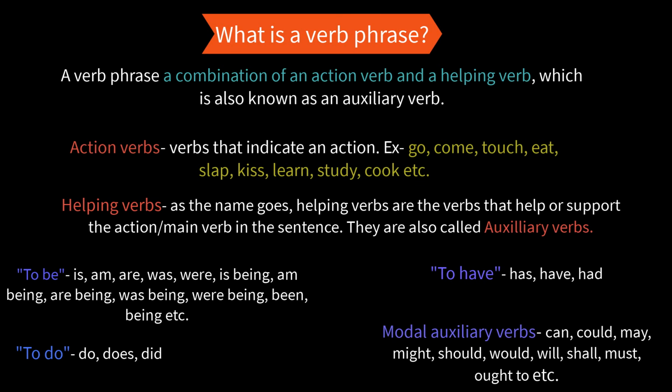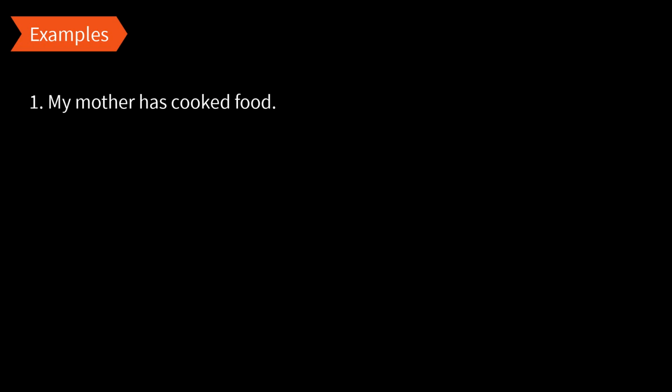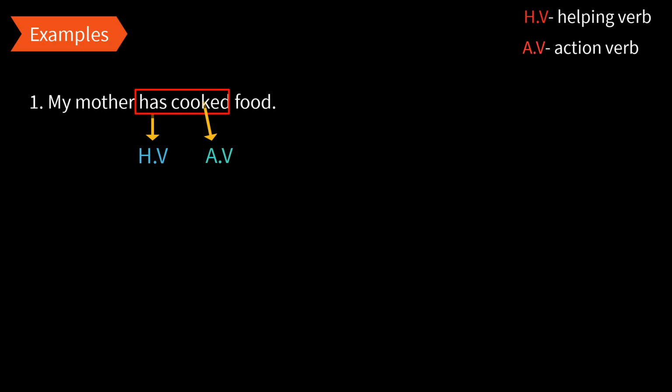So a verb phrase basically includes an action verb and one or more types of helping verbs. Now let us take some examples and understand this. My mother has cooked food. In this example, our verb phrase is has cooked. So has cooked is our verb phrase. Has is the helping verb, which we also can call an auxiliary verb, and cooked is my main verb, the action verb. So has cooked together becomes the verb phrase. Simple, right? Let us look at the next example.